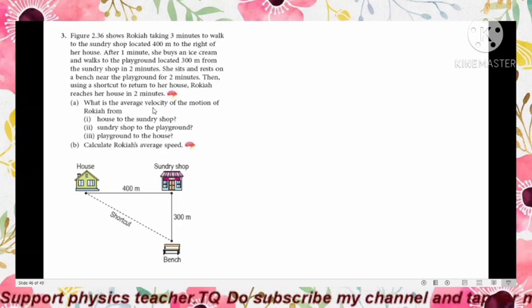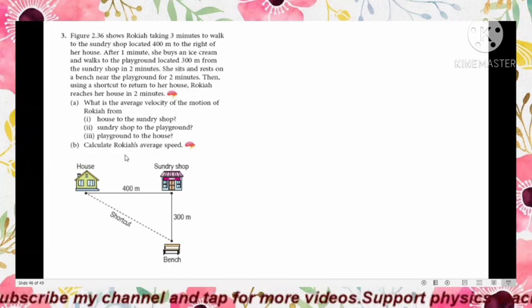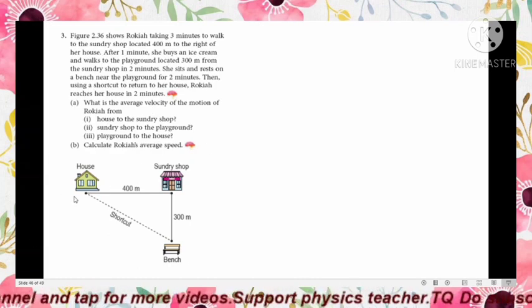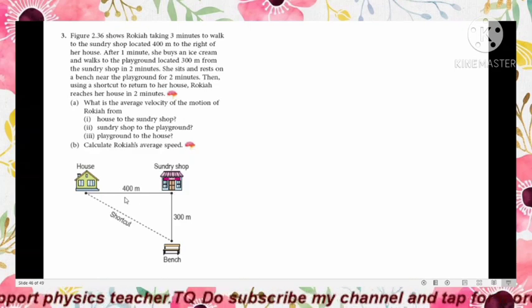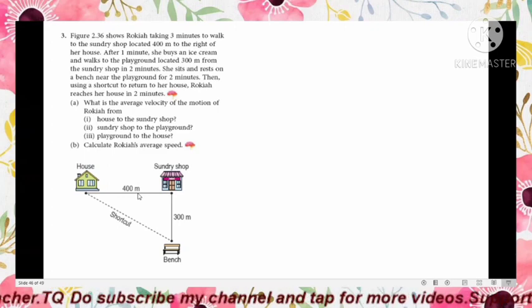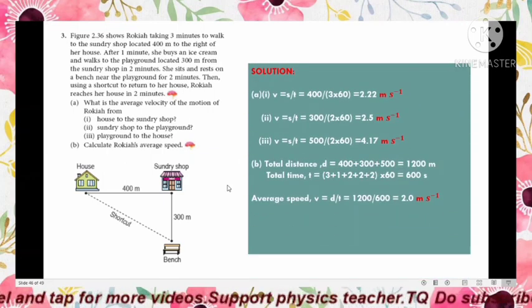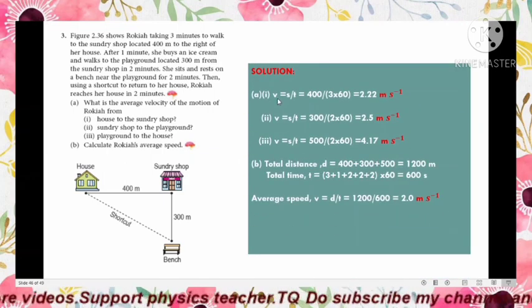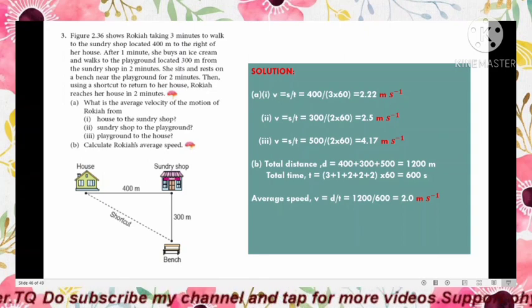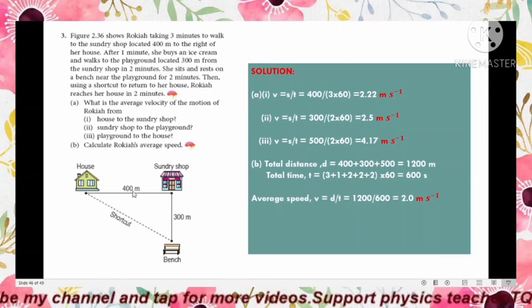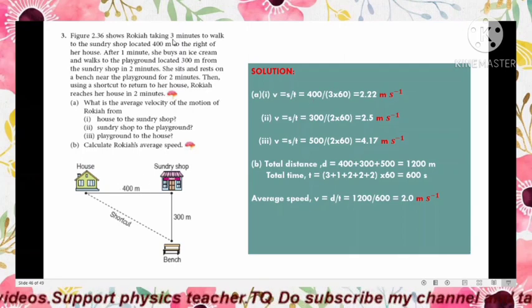What is the average velocity of the motion of Rokia from house to sundry shop? So here you can refer to the diagram. From house to sundry shop, the displacement is 400 meters. So you want to calculate the average velocity, meaning for part A1 it is total displacement divided by total time taken. You want to determine for this part only. So the total displacement is 400, time taken is 3 minutes.